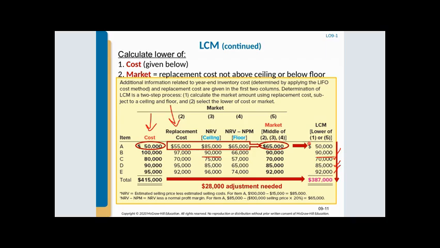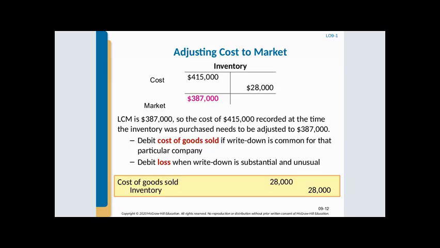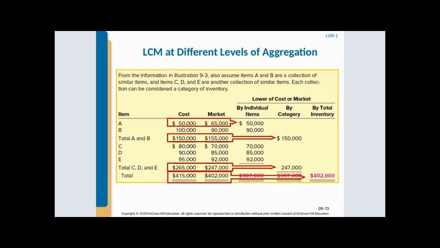Once we have a total, we compare this total with our original cost total, and this gap here will be the amount of our adjustment. Again, if it is an analysis that we do frequently, we're going to use cost of goods sold. If it's not, then we're going to use loss on write-down of inventory.